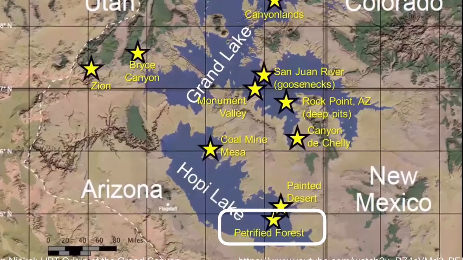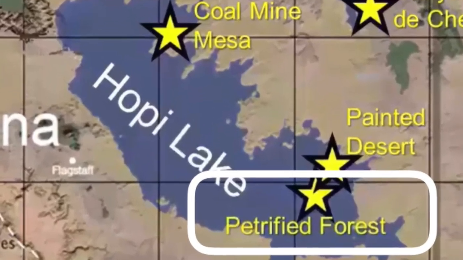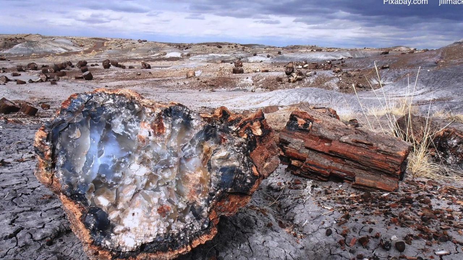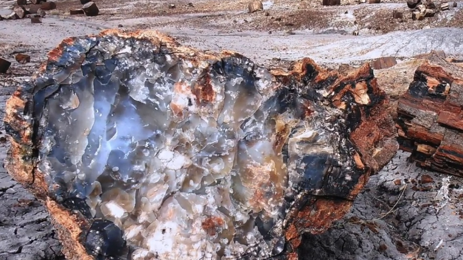Walt Brown says there was silica in the water, and when it cooled down, that silica had to go somewhere, so it went into the wood and petrified the wood. And it all makes perfect sense. You know, that's what happens. It just petrified the wood.